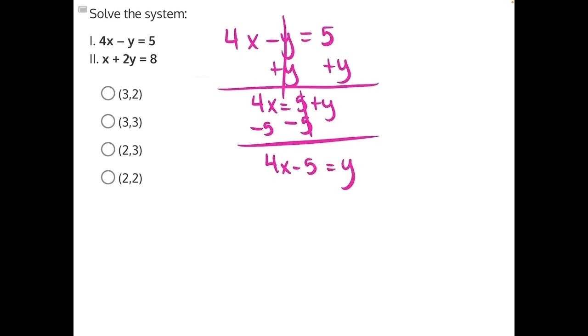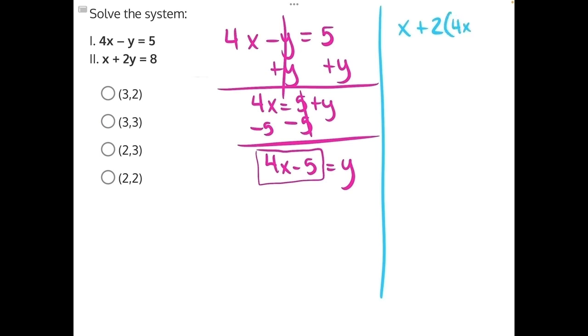And now that we have a value for y, we can go ahead and plug that number in for y, or substitute it in for y in our second equation. Here we will have x plus 2 times y, which is 4x minus 5, is equal to 8. Now we can do distributive property. 2 times 4x will give us 8x. And 2 times -5 will give us a -10 is equal to 8.